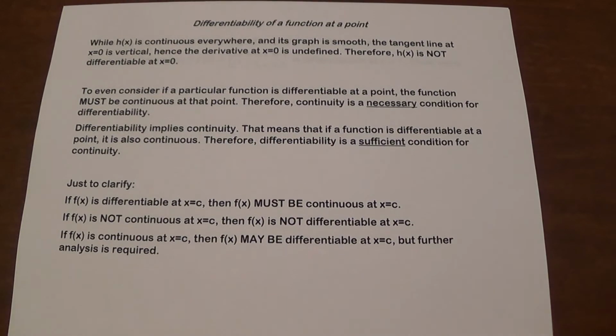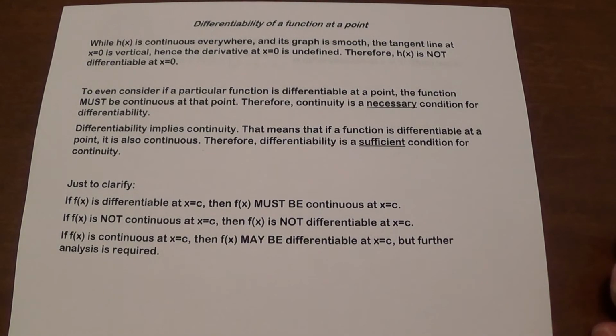So what can we summarize? So I already summarized this about h of x. If we want to consider a function to be differentiable, the function must be continuous. Continuity is a necessary condition for differentiability. Differentiability implies continuity, which means if the function is differentiable, it is going to be continuous. So differentiability is a sufficient condition for continuity.